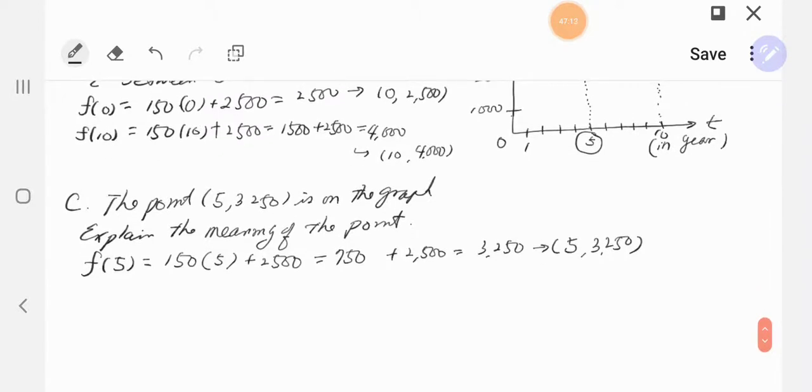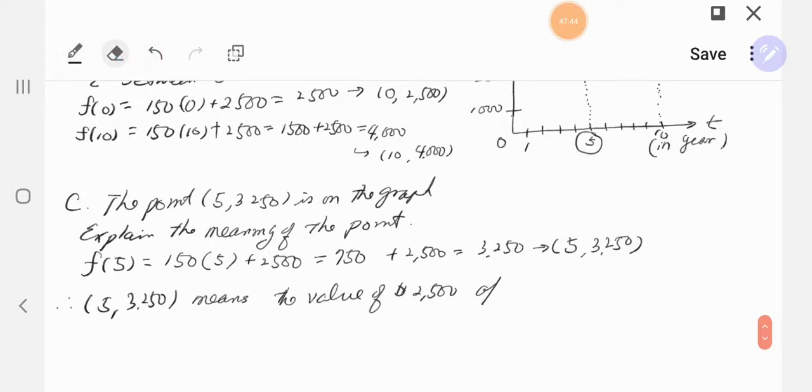Okay, let me write it down. The meaning of 5 and 3,250: the ordered pair means the value of $2,500 will be $3,250 in 5 years, right?